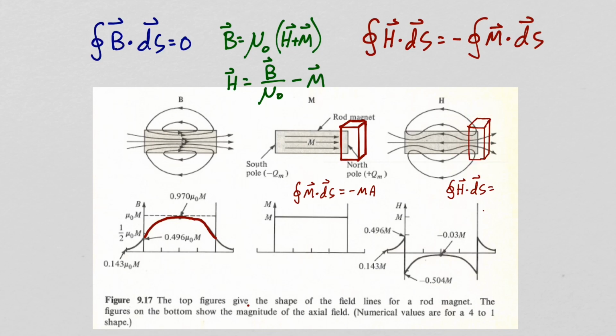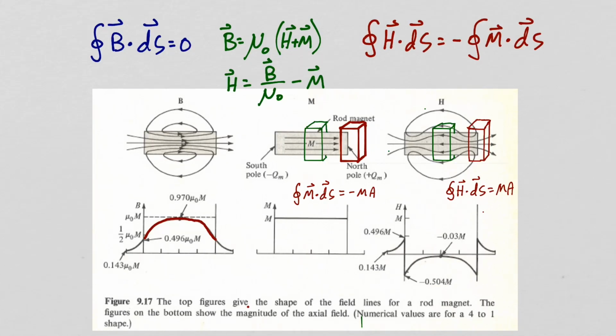Let's look at the integral of H dot dS around the same Gaussian surface. So we know that it has to equal minus the integral of M dot dS around that same surface, so it has to equal M times A. And that makes sense because H is leaving the surface, so the integral of H dot dS must be a positive quantity. Now, if the bar magnet completely went through the Gaussian surface, the integral of M dot dS would be 0 because every line of M coming in comes out, and similarly the integral of H dot dS around that closed surface will be 0 because every H line that goes in comes out.